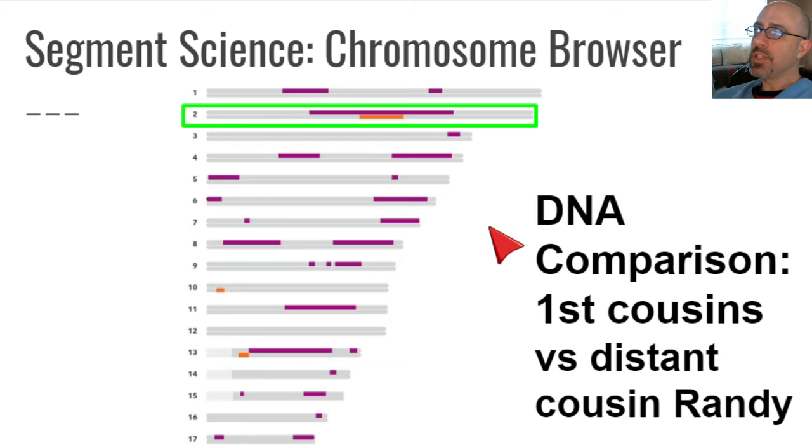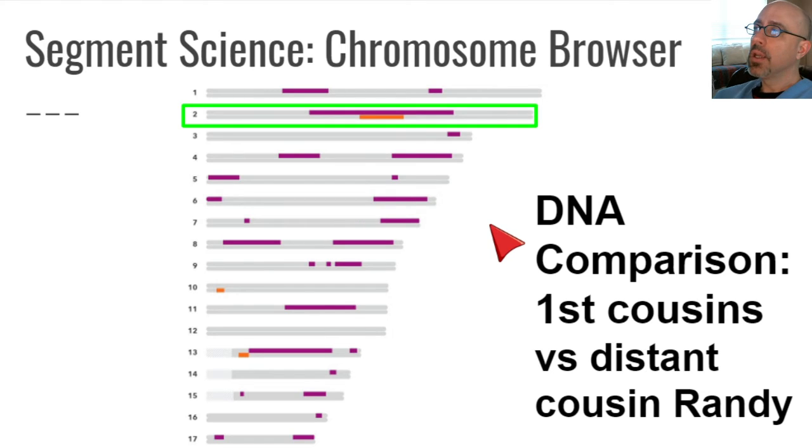And we're going to compare these two first cousins with a distant cousin named Randy. And as you can see, they share some segments, some additional segments. They're orange in this case to represent Randy. And in particular, we're going to focus on chromosome 2. So these two first cousins share some DNA with Randy on chromosome 2.